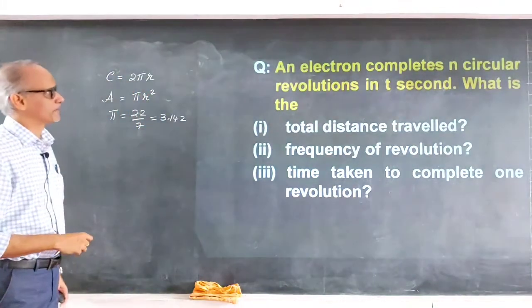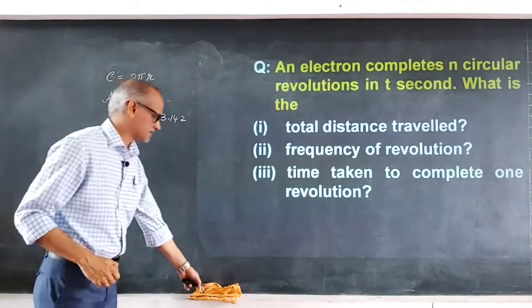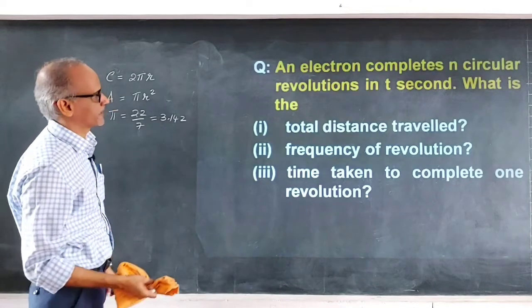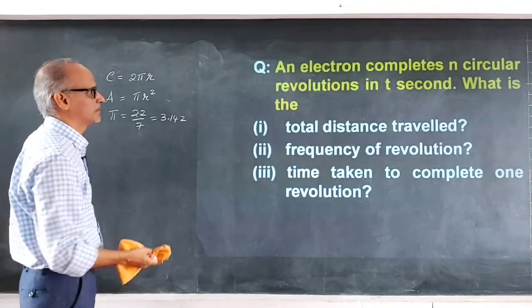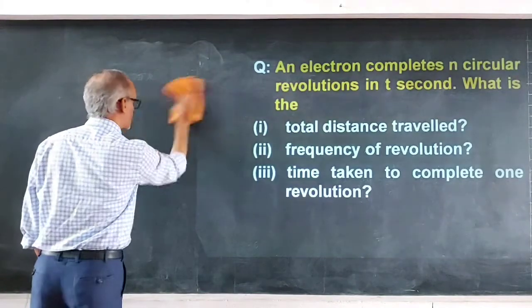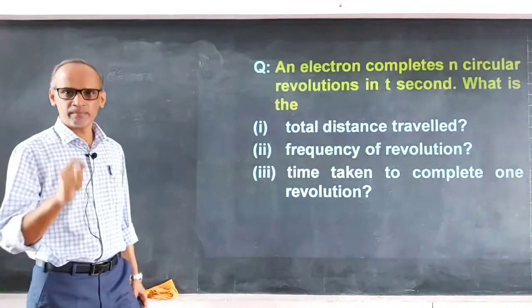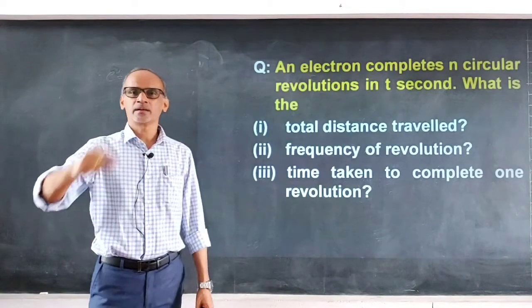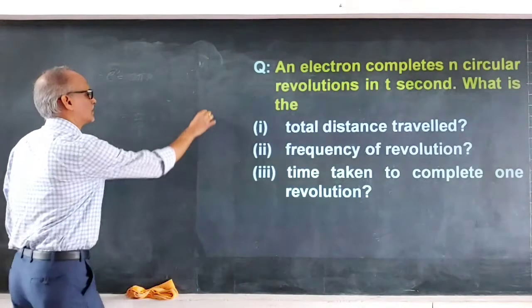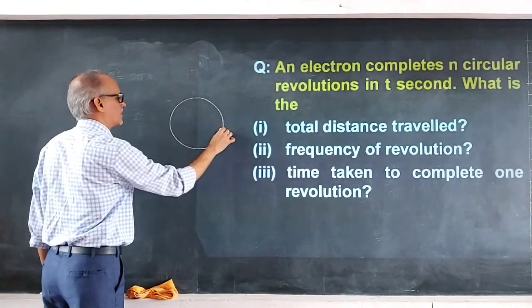Okay. Now based on these formulas, let's solve this particular question, which is related to physics. So check the statement here. An electron completes n revolutions in t second. First one, what is the total distance traveled? An electron, it's an elementary particle that revolves around the nucleus in circular orbit, correct? So this is how an electron revolves in the circular orbit.